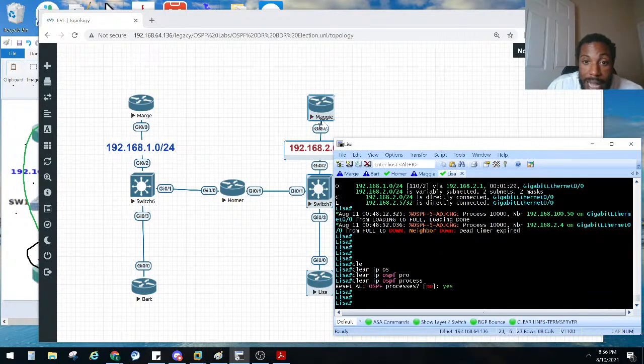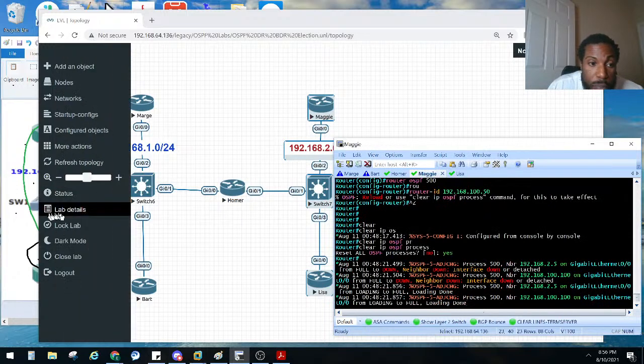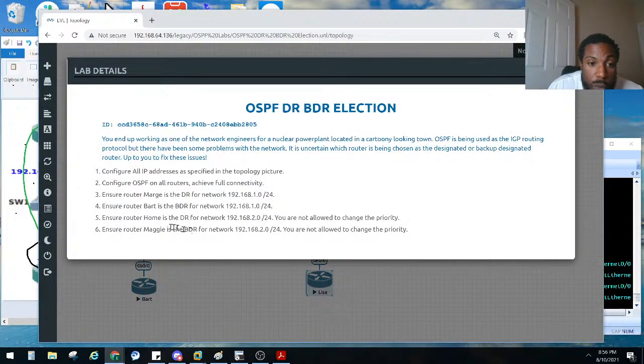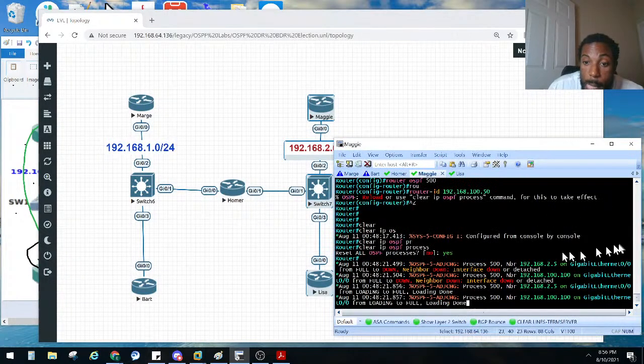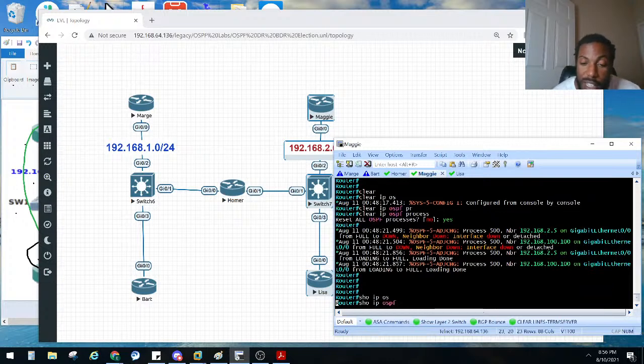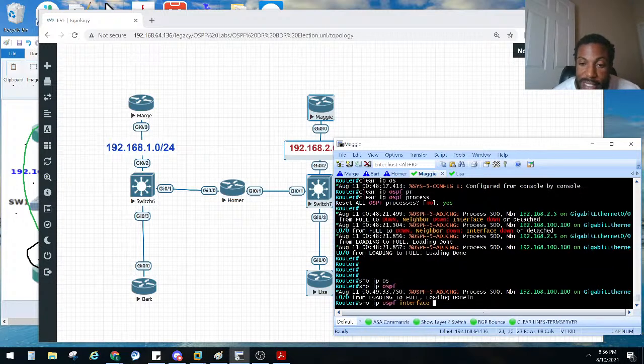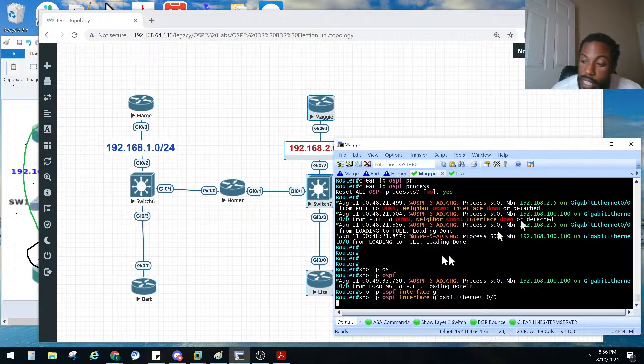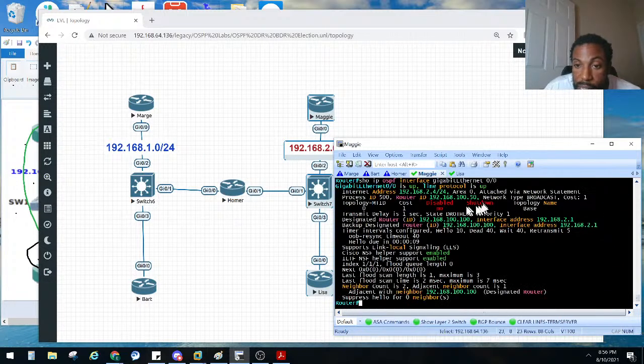And then go back to Maggie. And Maggie should be a, what did we say we wanted her to be? We wanted her to be a BDR, right? Backup designated router. And let's do show IP OSPF interface GI00. Pray to the network gods, and she is still a DROther. Interesting. Probably got to wait for Lisa. Let's see.